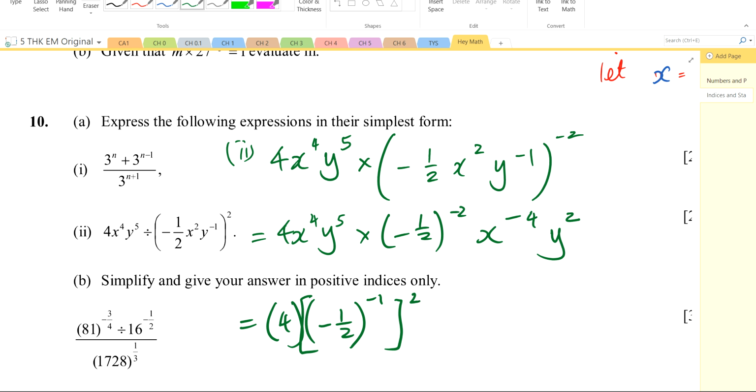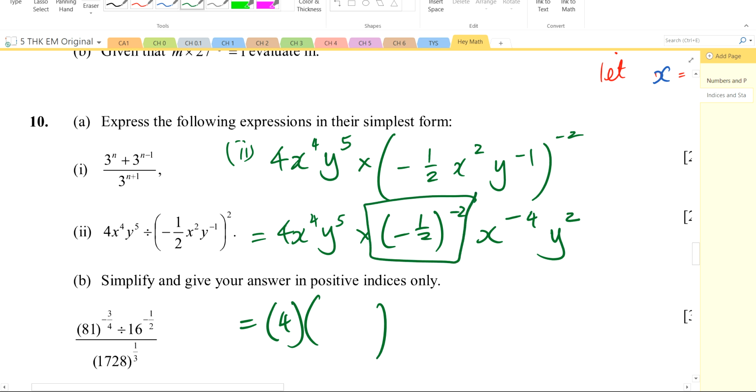Up to you. If you are lazy and want to use your calculator, you can. Key in exactly negative half to the power of negative 2. Exactly this. Tell me what you see in your calculator. I want to make sure that all of you know how to use your calculator properly. Quite safe. Okay, now x to the power of 4 minus 4. How much is that? 0. y to the power of 5, y to the power of 2, y to the power of 7. So this is 16y to the power 7.